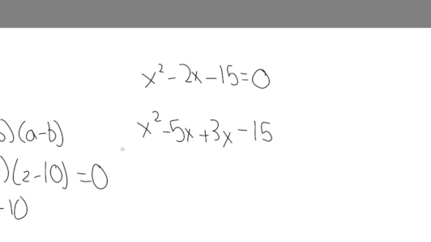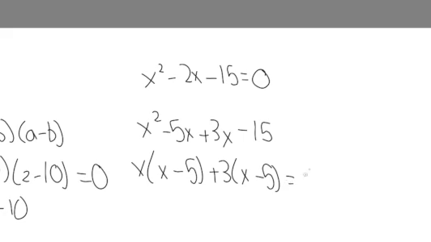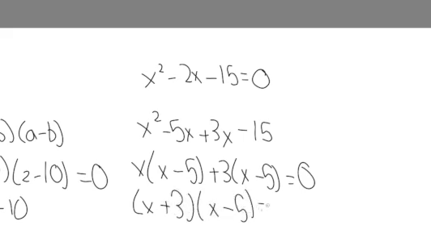Factoring by grouping means we take one term out from each of these expressions and then add them separately. So we can take an x out here and get x minus 5, and then take a positive 3 out of here, get an x minus 5 as well. Set this equal to 0, and we can group these two together since they both have an x minus 5 attached to them. So we have x plus 3, x minus 5, equals 0.